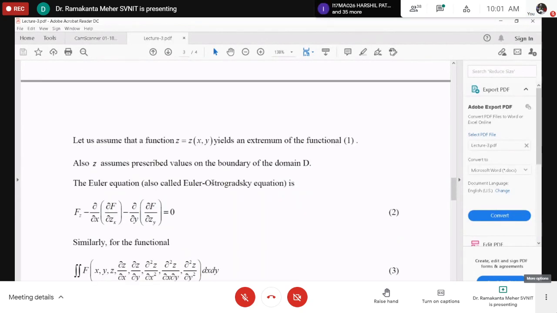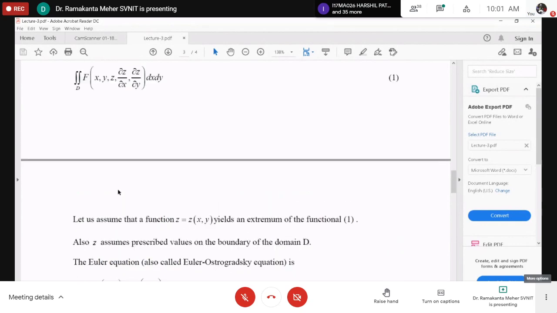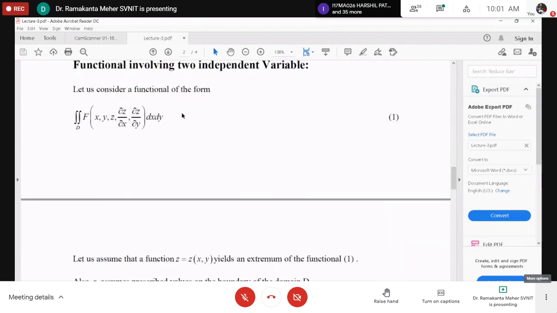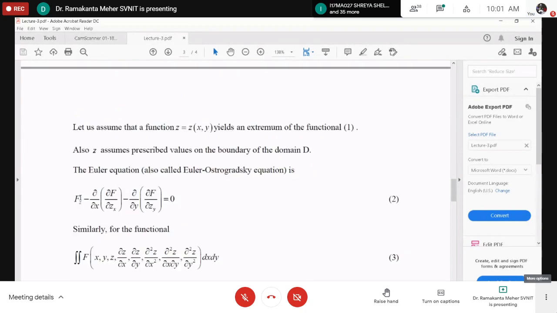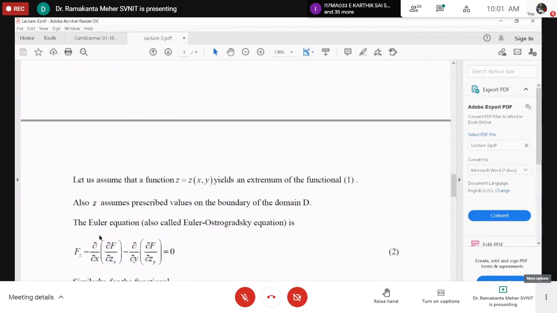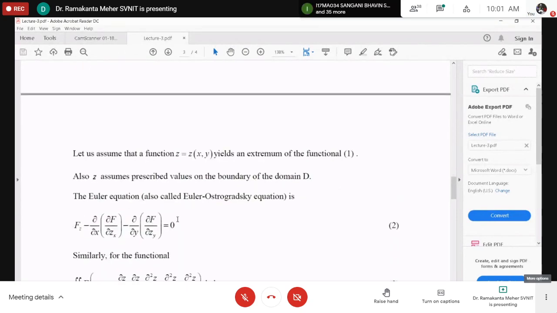So if you try to find the Euler equation of this functional 1, you can find it like this. I will give you the detail of the derivation in a later class, while we find the proof also. Here I just directly write the Euler equation, but I'll give the proof also of how to find it. So here we can write the Euler equation like this.